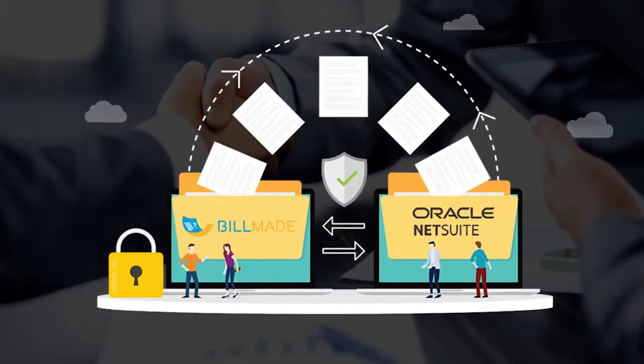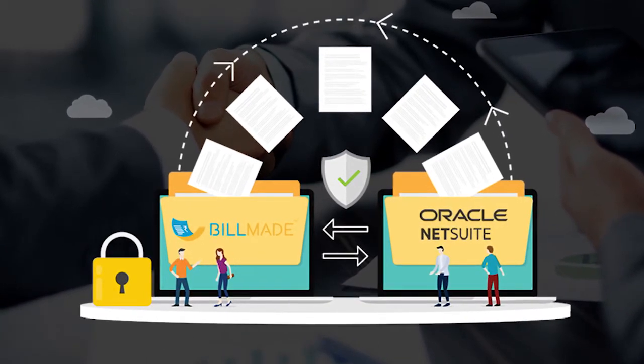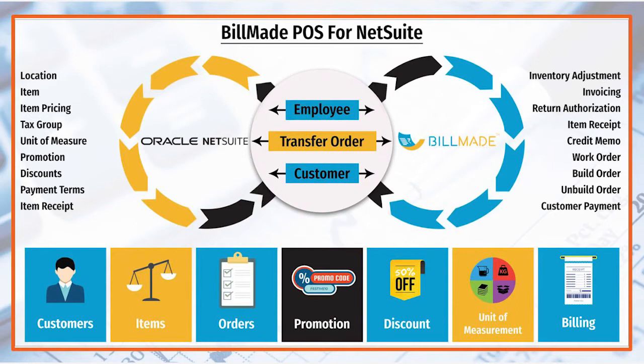In this application, we are integrating the master data and transactions with NetSuite ERP. From NetSuite to Billmade we are passing items, item pricing, tax group, locations, unit of measure, promotion, discount, payment terms. From Billmade to NetSuite, we are passing inventory adjustment, invoicing, customer payment, return authorization, item receipt, credit memo, work order, billed order and unbilled order, and transfer inventory, which we have also implemented.